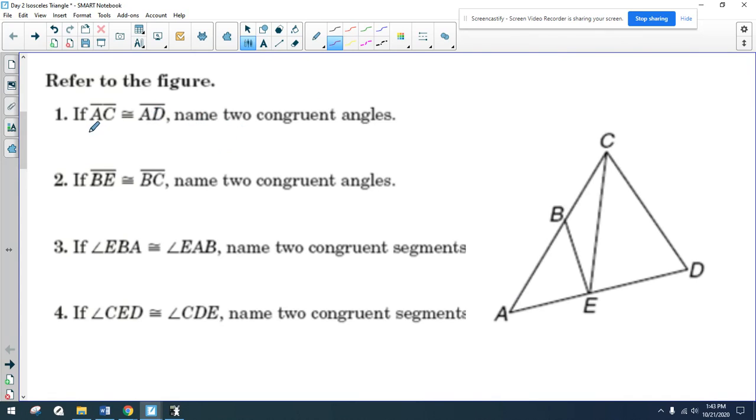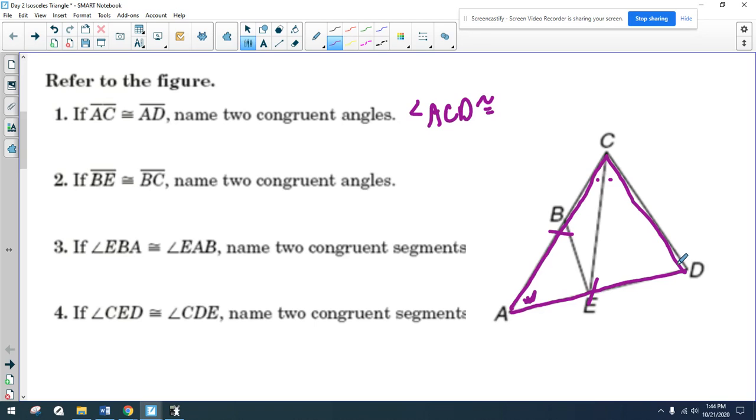This one says, if AC, so this side right here, is congruent to AD, which is this side right here, name two congruent angles. So this would be the rest of my triangle. So in this purple triangle, if these two sides are equal, that would make this the vertex angle, which would make angle C and angle D congruent. Now in this particular case, since there's more than one angle at C, you're going to have to say angle ACD. But you can say angle D.